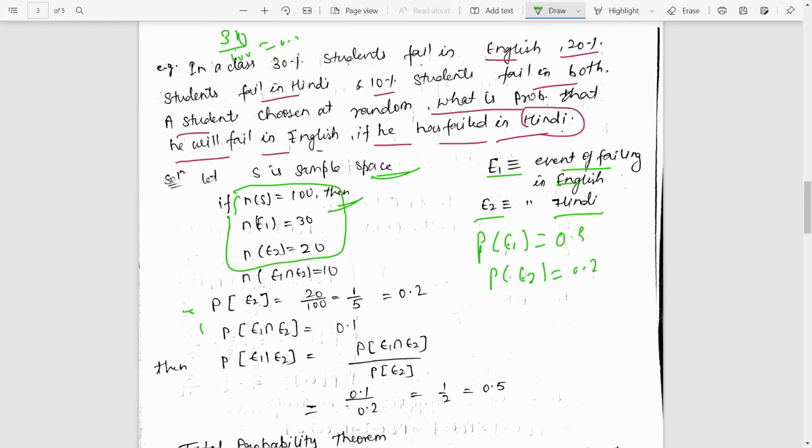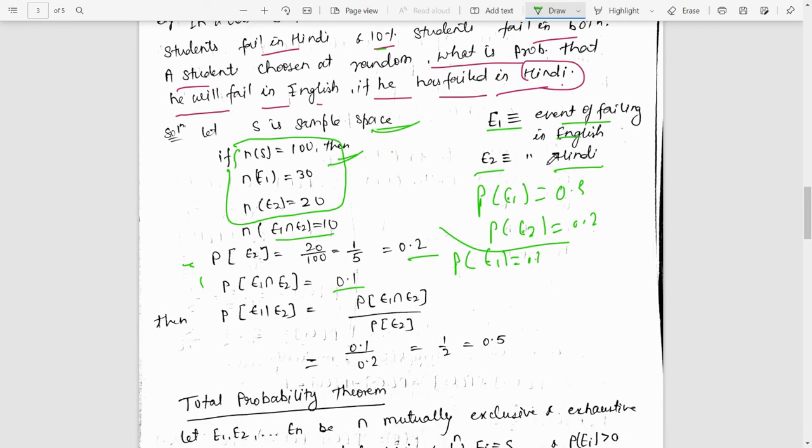It's saying that 10% of students fail in both subjects, English and Hindi. So probability of E2 is 0.2, probability of E1 intersection E2 is 0.1, and probability of E1 is 0.3. These things are already given in the question. Now it's asking the probability that the person will fail in English if he has already failed in Hindi. So they are talking about the probability of happening of event E1 when event E2 has already occurred. This is translated into this particular probability.